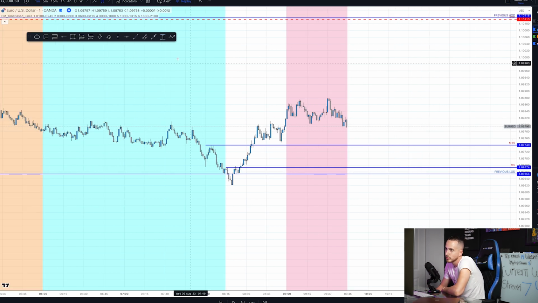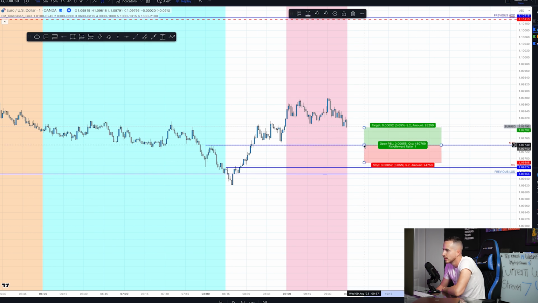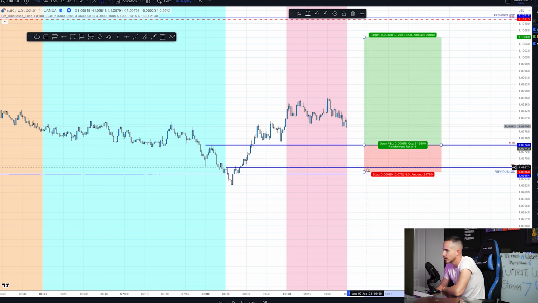Using a 10 pip stop loss. So I sent a buy limit like this at 740, looking like this with a 10 pip stop loss, covering that range right there.